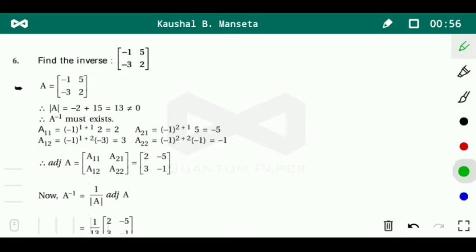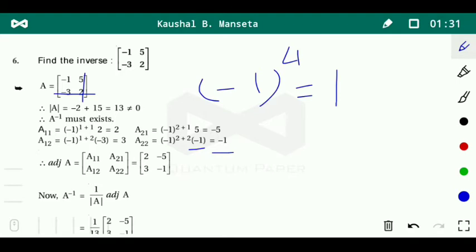Okay, next we have to find capital A21. We remove second row, first column. So minus 1 raised to 3, into 5. Minus 1 raised to 3 is minus 1. Minus 1 into 5 gives minus 5. Is it clear? Next and last we have to find capital A22. We remove second row, second column. So minus 1 raised to 4, because the value of i and the value of j is 2, so 2 plus 2 is 4, and minus 1 raised to 4 gives 1. So 1 into minus 1 gives minus 1.